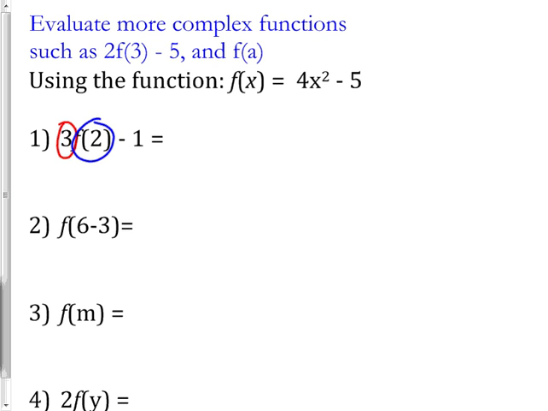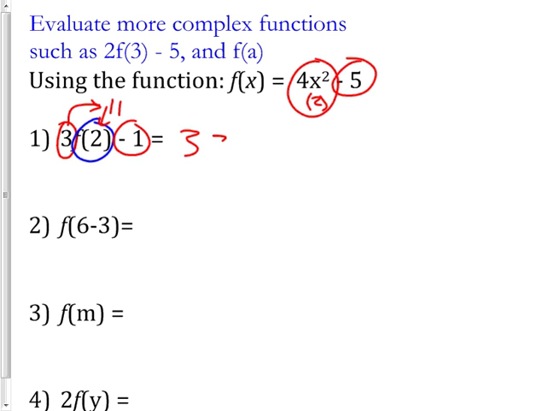Okay, this one comes out to 32, and here's why. F of 2, if I put a 2 in right there, you get the 2 squared would be 4, and 4 times 4 is 16. You get how all that makes 16 right there? And then you subtract 5 from that, and what's that make? 11. So this thing becomes 11. Now I do 3 times that, which makes 33 minus 1, 32. All right, most of you had that right.